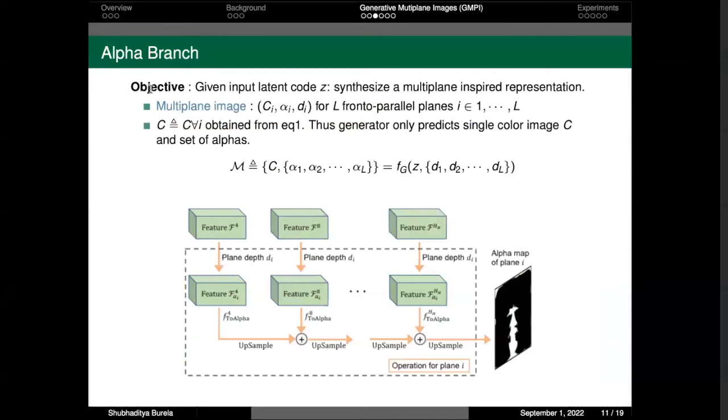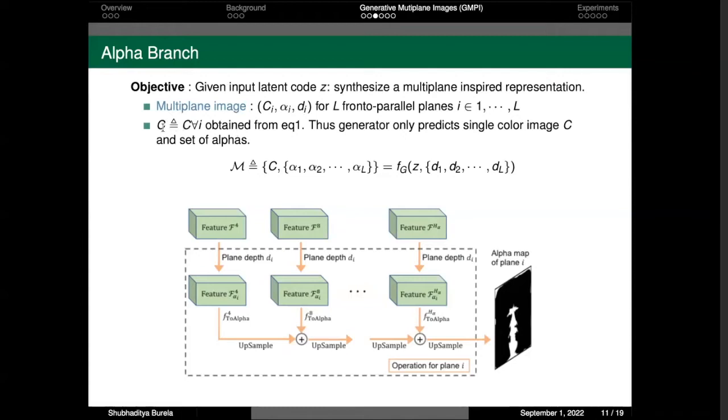Let us look into what the alpha branch is. That is the first block, which we just talked about. The objective of the alpha branch is, given an input latent code, to synthesize a multiplane-inspired representation. So what is a multiplane? A multiplane image is a set of tuples, which is C_i, alpha_i and D_i, for L frontoparallel planes, where i is from 1 to L. C_i is basically the color texture of the ith plane, alpha_i is the alpha map, and D_i is the depth of the corresponding plane. So D is the distance from the camera.